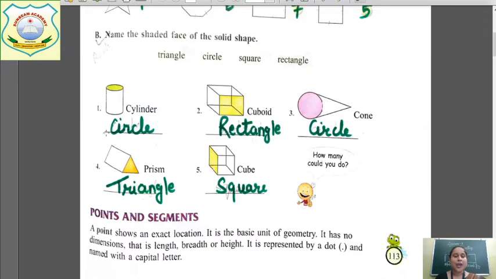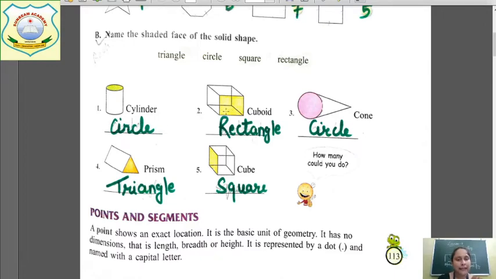So here you can see all the 3D shapes that you all have studied in the 3rd standard. You all have studied about cylinder, cuboid, cone, cube. Yes, you all have studied these figures. Now, see, this is the first figure. This is a cylinder. Yes, you all identify this shape. Now, you have to see the shaded part. Which is the shaded part? Now, the shaded part is showing you which shape? It is circle. So, write down circle, all of you.